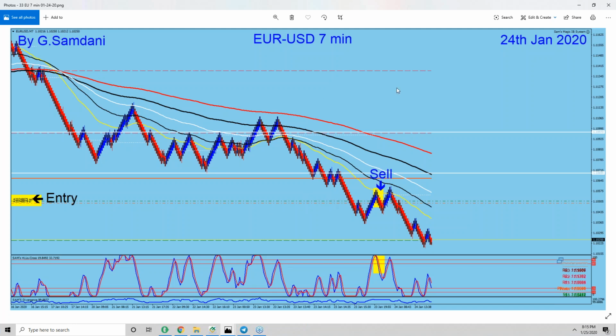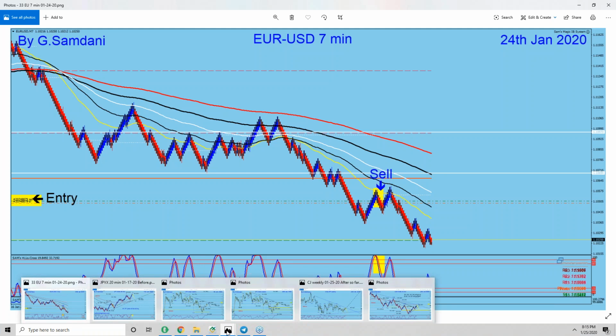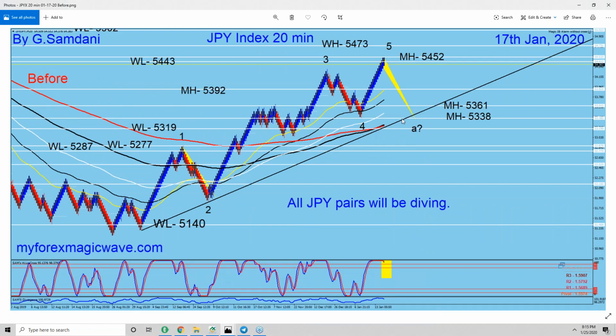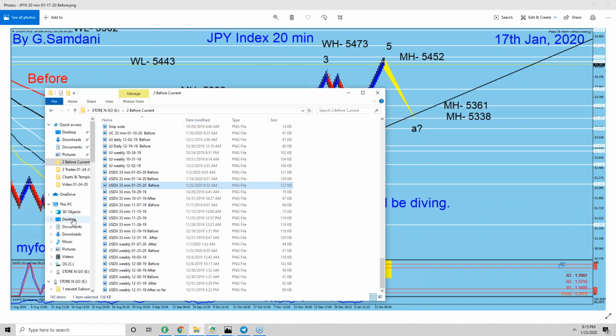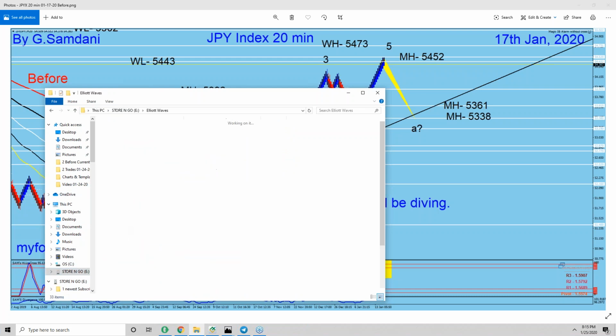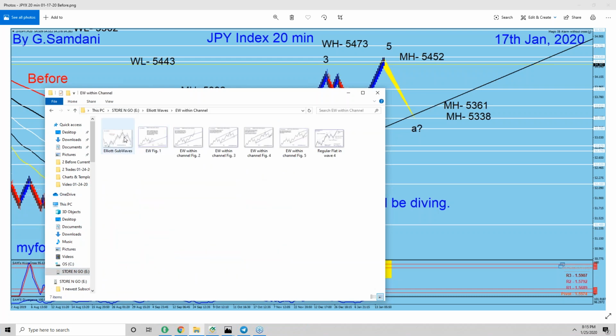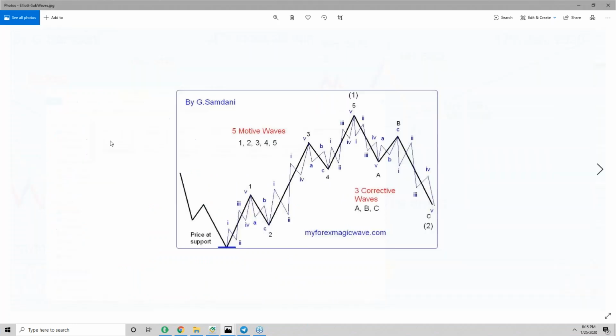So now let me show you why and what's going to happen, and why I took so many long and short trades in yen pairs. Okay, so this is the 20-minute chart I showed you yesterday in the video as well. This is the Elliott wave count, so like 1, 2, 3, 4, 5, and after that, usually what happened. Let me quickly show you how I do all this mumbo jumbo. It is because of this. See these diagrams I made like 10 years ago, and this is what happened in the market.